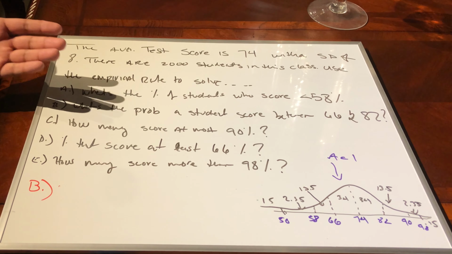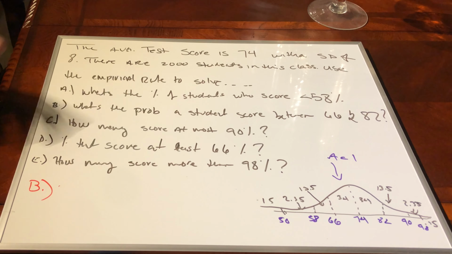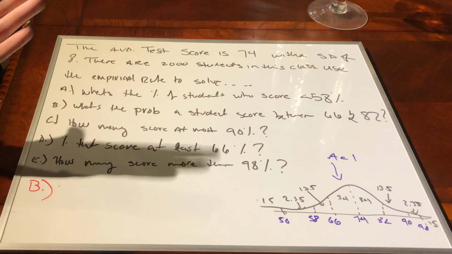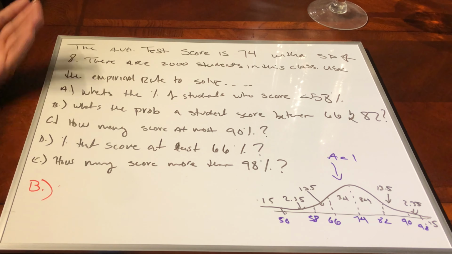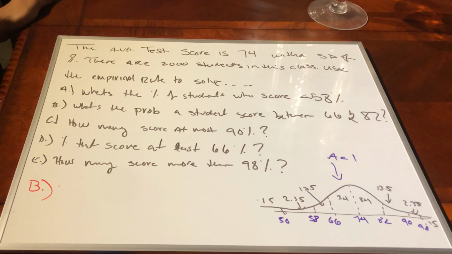And you would use the same logic here if I asked you, what is the probability, or how many students actually scored between 66 and 82? You would just take 68% and multiply it by 2,000 students and you get your answer. All right, part C.